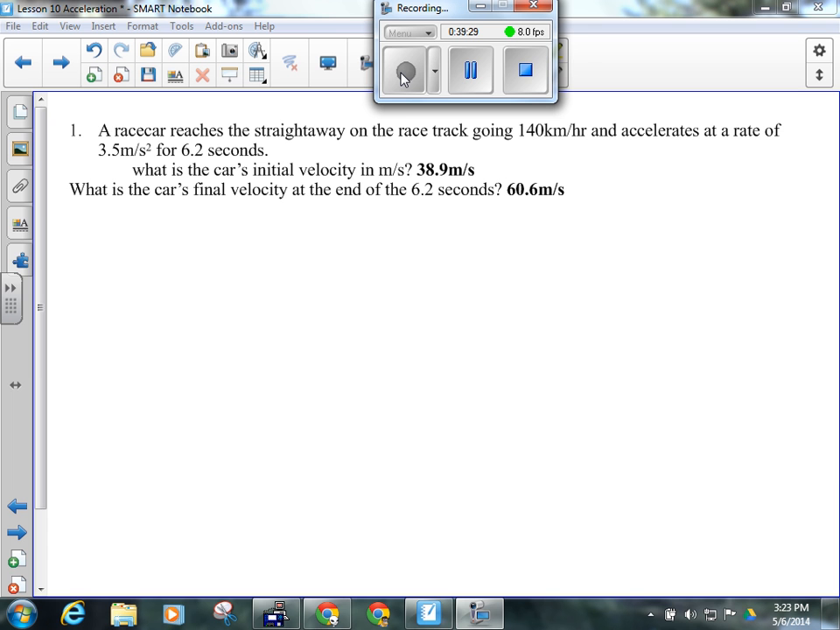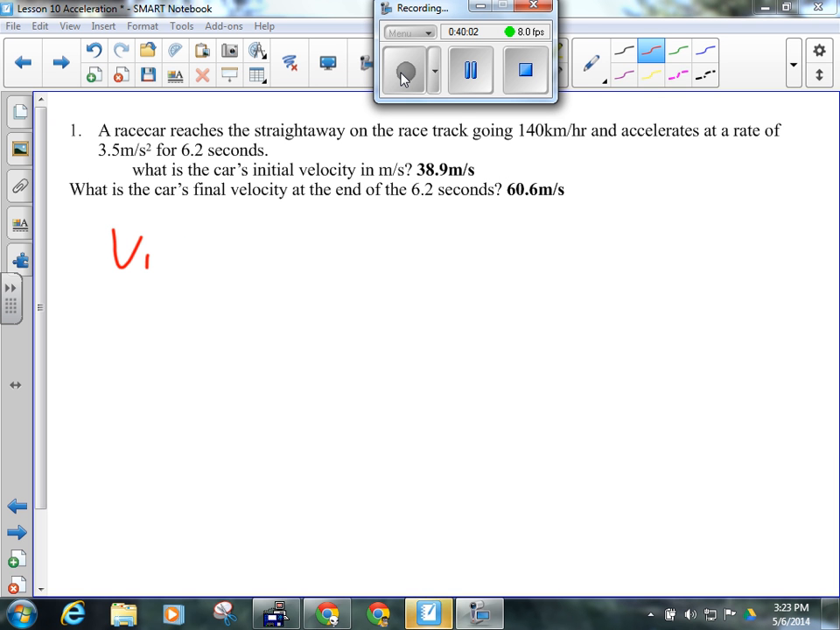Let's just go over number 1 together here, guys. Here's something we have to be aware of. Reading the question carefully is really important here in terms of figuring out which is VI and which is VF. It reaches the straightaway going 38.9 meters per second and accelerates at a rate of 3.5 meters per second squared for 6.2 seconds. So it was already going this fast, and then it accelerated. So is the 140 or the 38.9 VI or VF? It's VI.